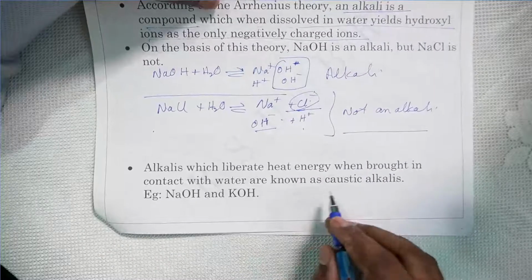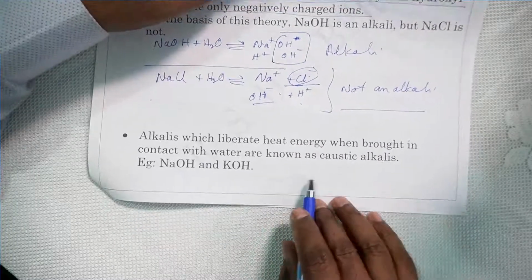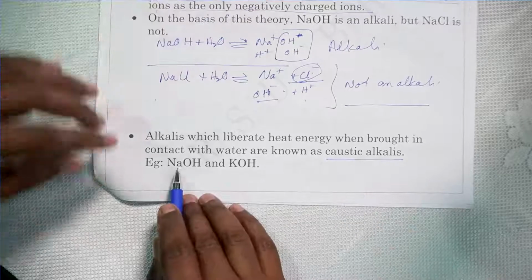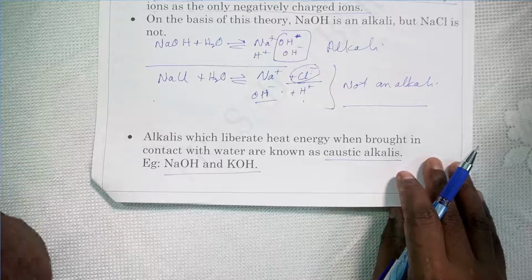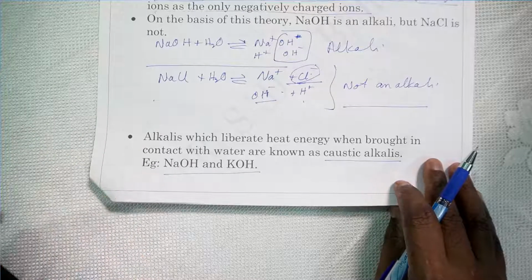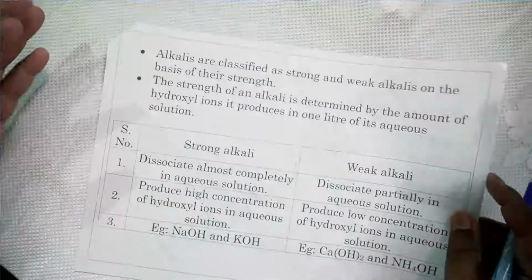Alkalis which liberate heat energy when brought in contact with water are known as caustic alkalis. Example, sodium hydroxide and potassium hydroxide. They produce heat. If you touch them with moist skin, your skin will be burnt, they are caustic.